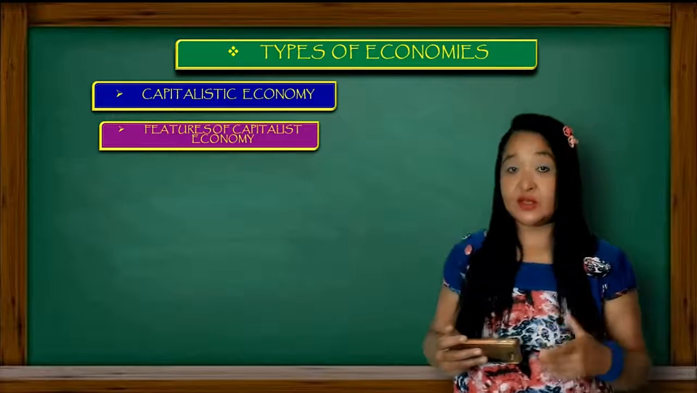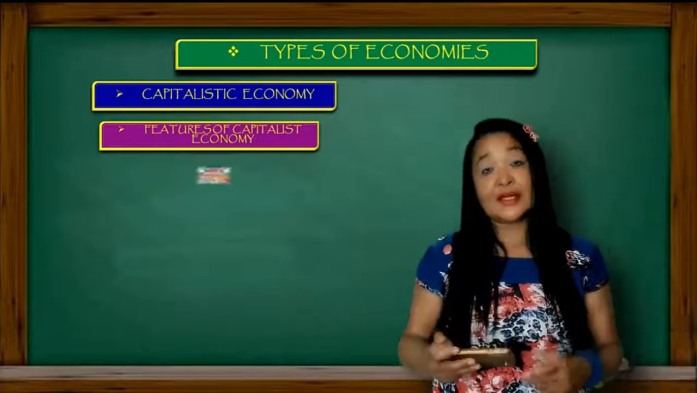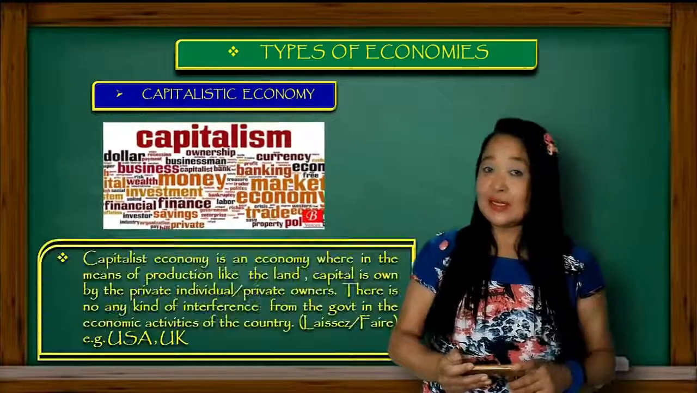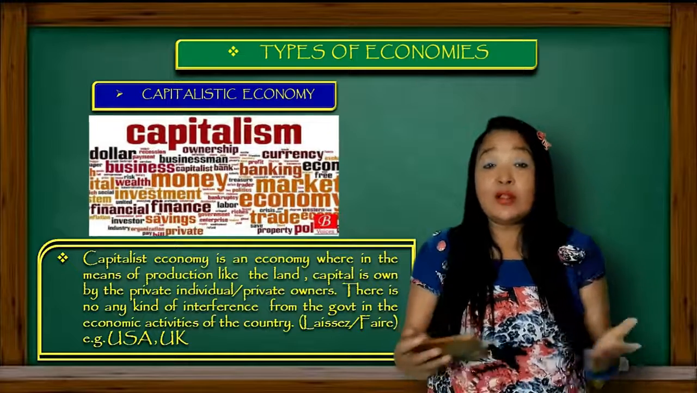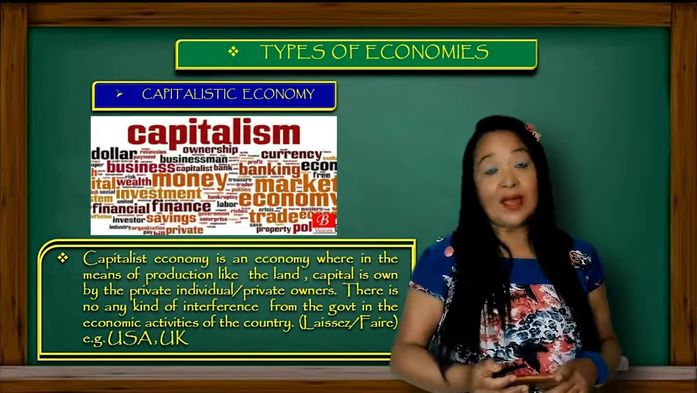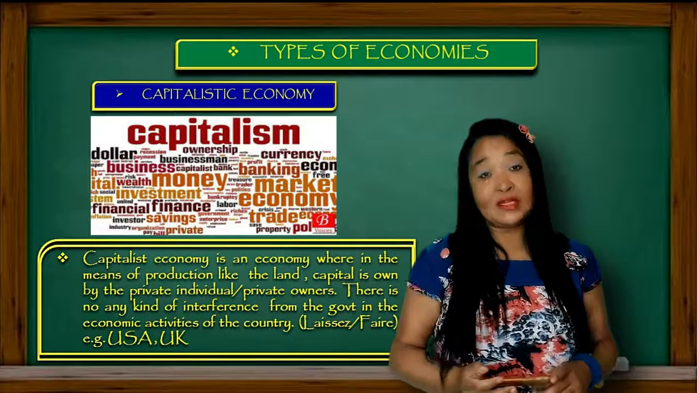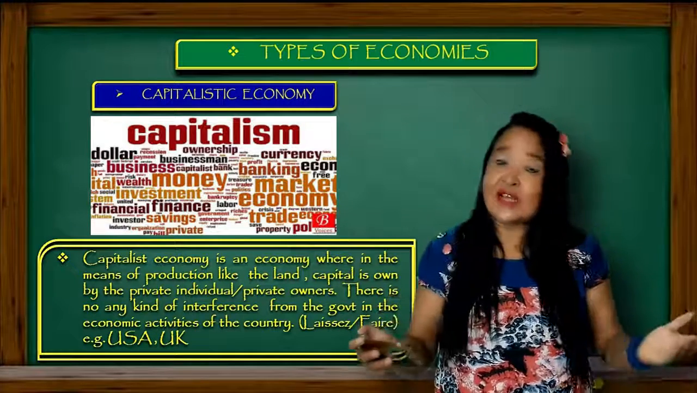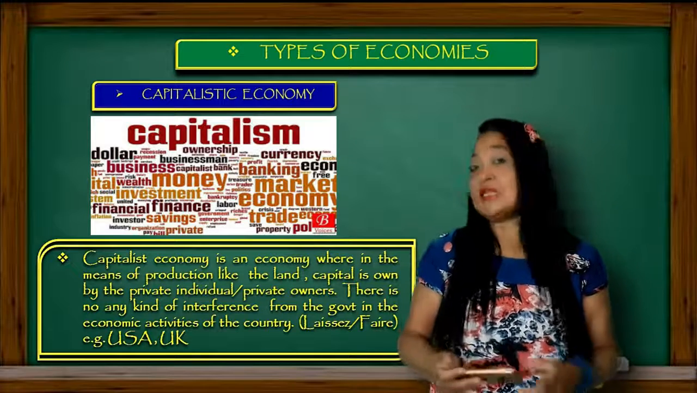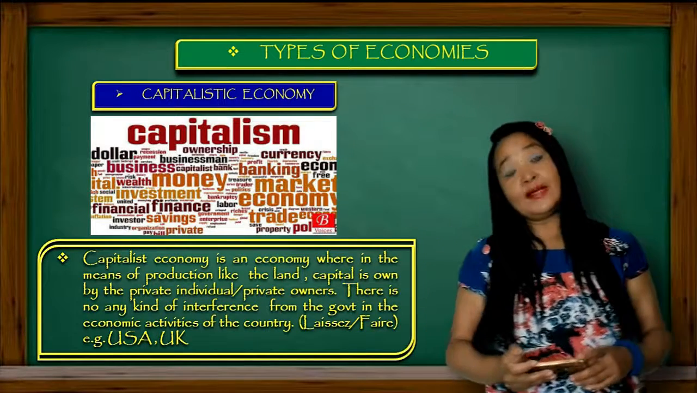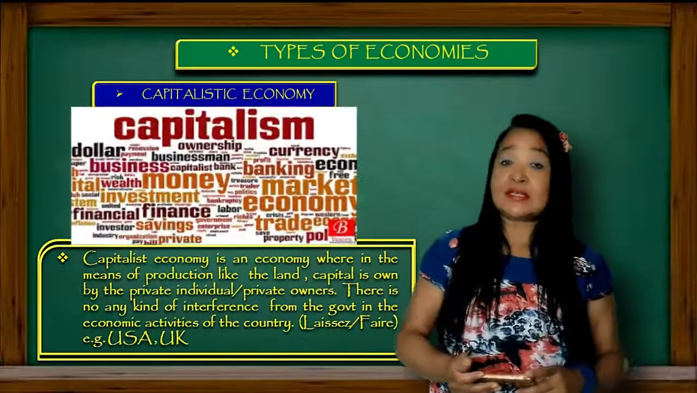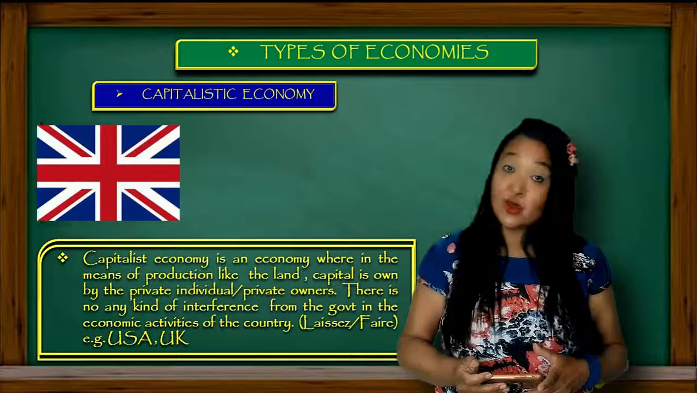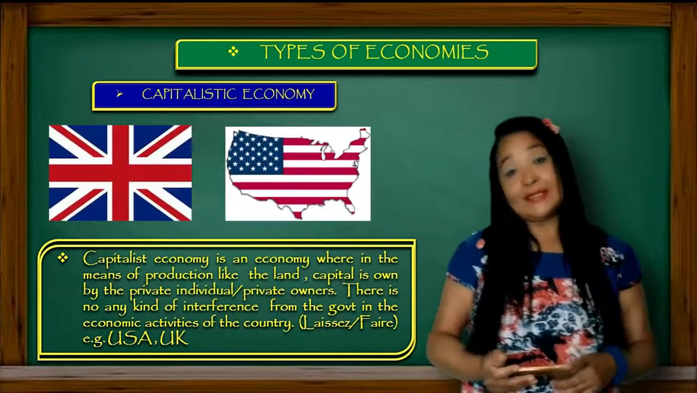First of all, the definitions. First, the capitalistic economy. What is a capitalistic economy? A capitalistic economy is an economy wherein all the means of production are owned by private entrepreneurs or private individuals. So there is no interference by the government in a capitalist economy. Very good examples of capitalist economies in the world are the UK and USA.